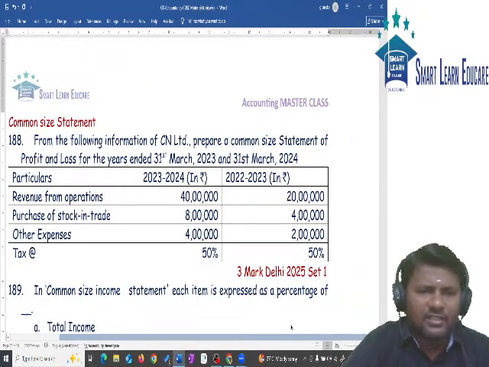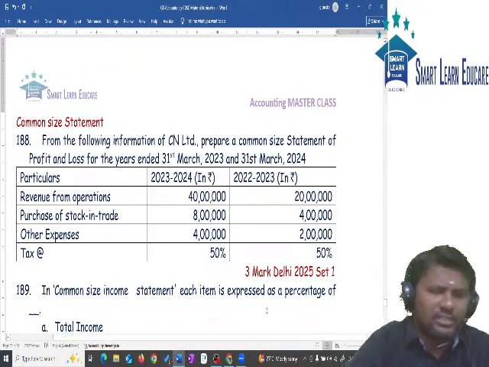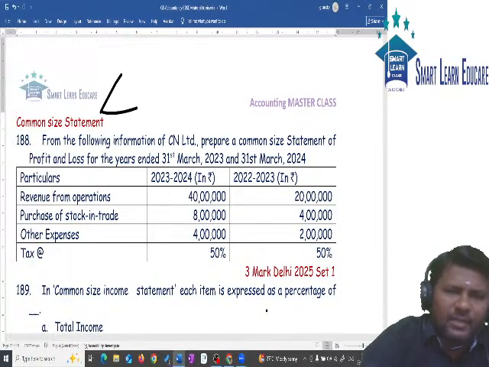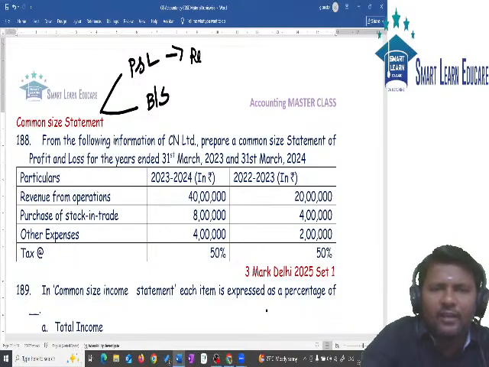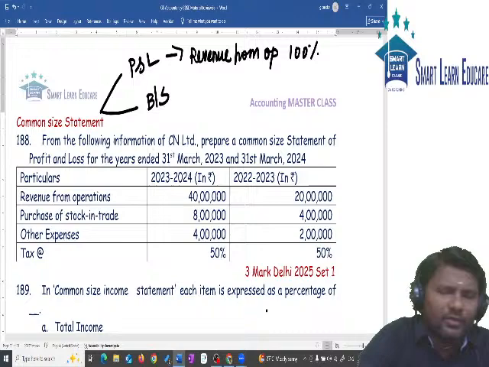In common size statement, we have two things. We have common size P&L and another one is common size balance sheet. In common size P&L, revenue from operation is treated as 100 percentage.